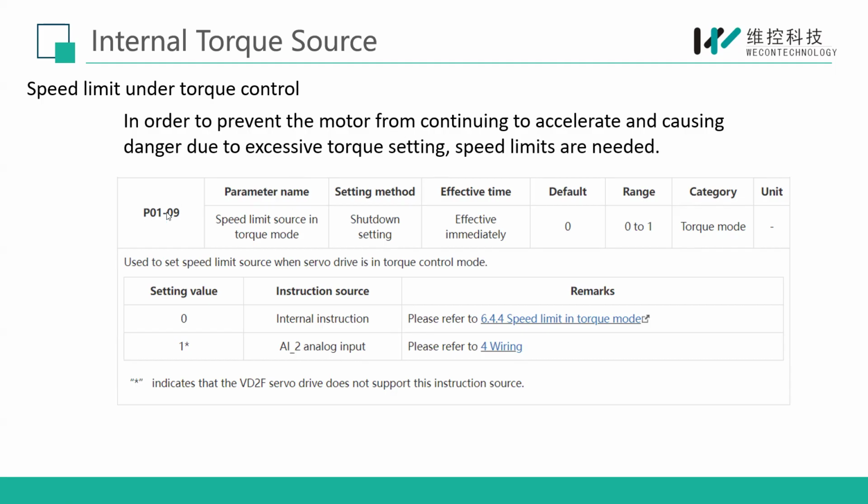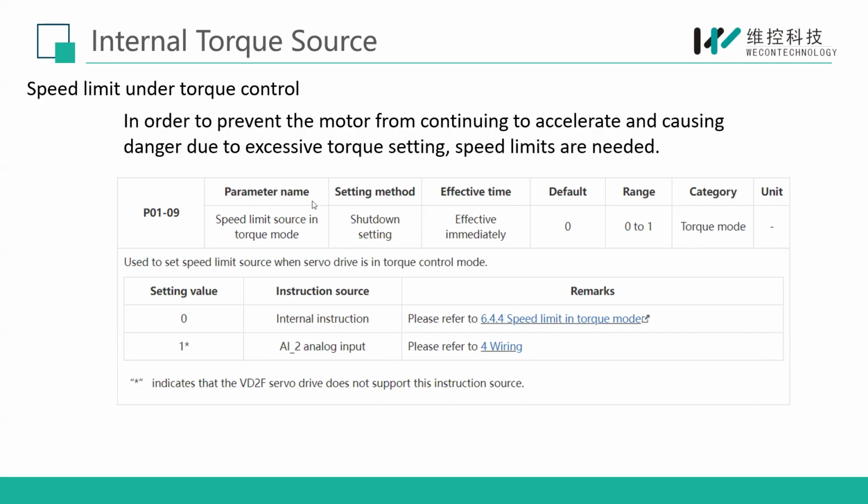And here, this parameter is used to set the speed limit in torque mode. And we also have two ways to set it. The first one is to use the internal parameter, using the servo parameter to set the speed limit. And the other way is to use analog input to set the speed limit.